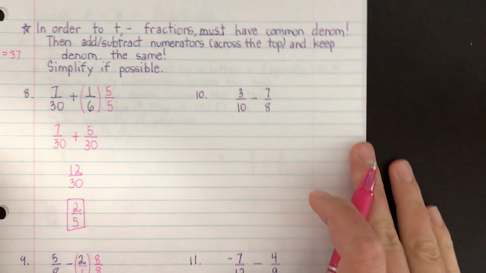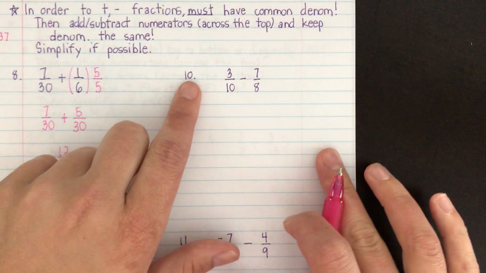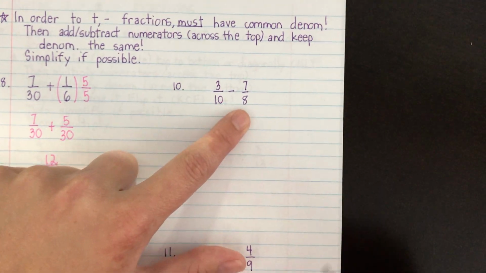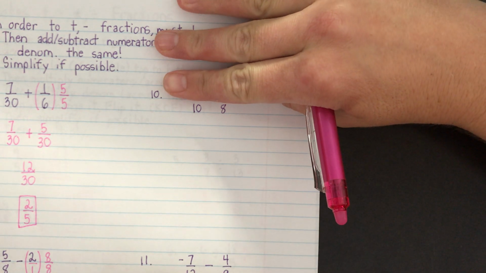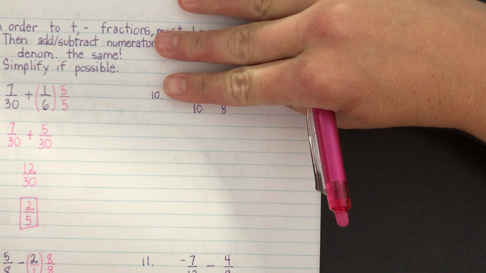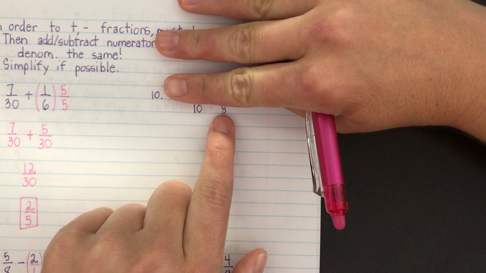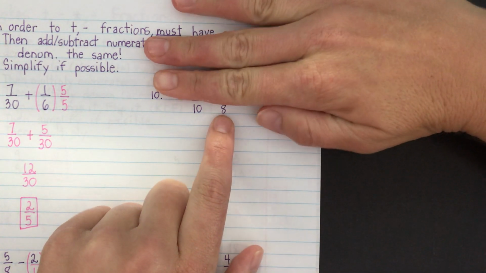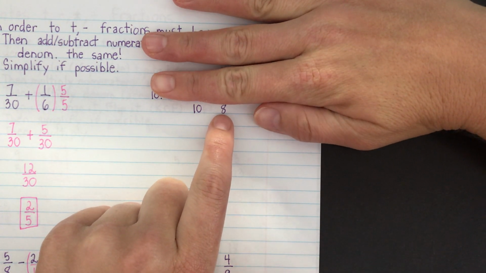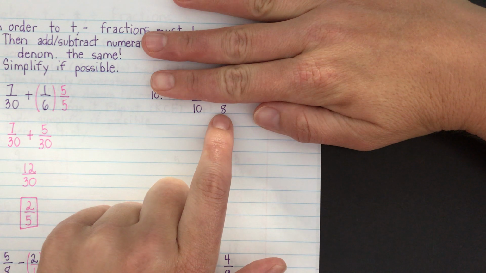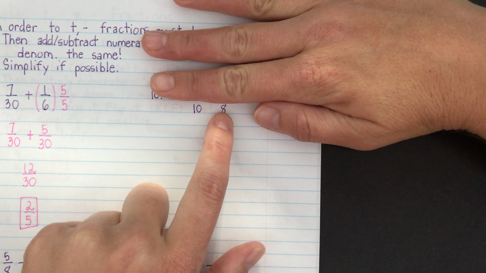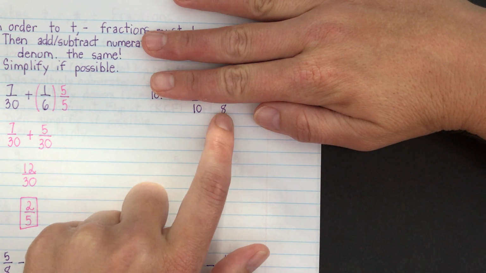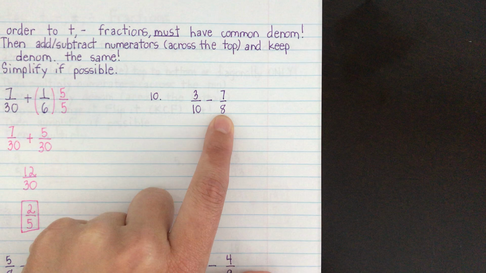All right, just 2 more, you're bearing with me. All right, so number 10, 3/10 minus 7/8. This one's a bit harder, so I look at my denominators, and they're obviously not common, they're not the same. And then I look at the lower of the two like I've been doing, that's 8. And I ask myself, is there some whole number value that I can multiply 8 by to get 10? The answer is no, there's not a whole number I can multiply 8 by to get 10. So then I have to go about this a different way.